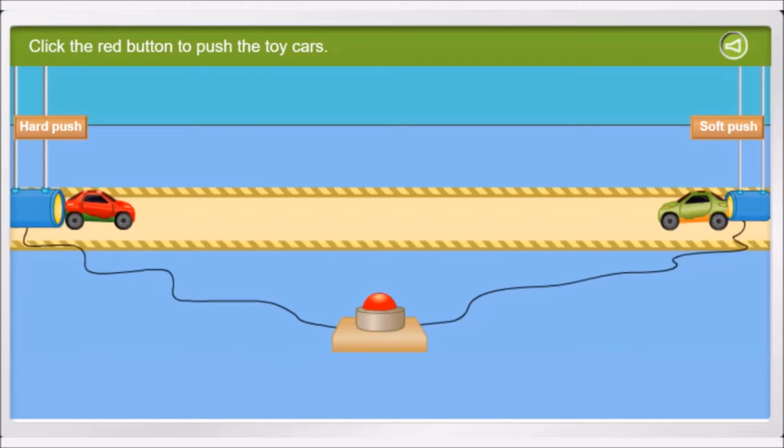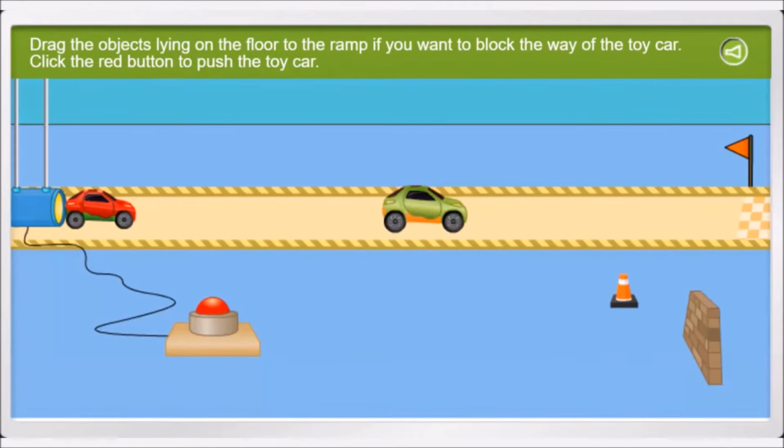When the two cars collided, the red car that received the hard push had more energy than the green car that received the soft push. The red car was able to transfer some of its energy to the green car and cause it to roll backwards.